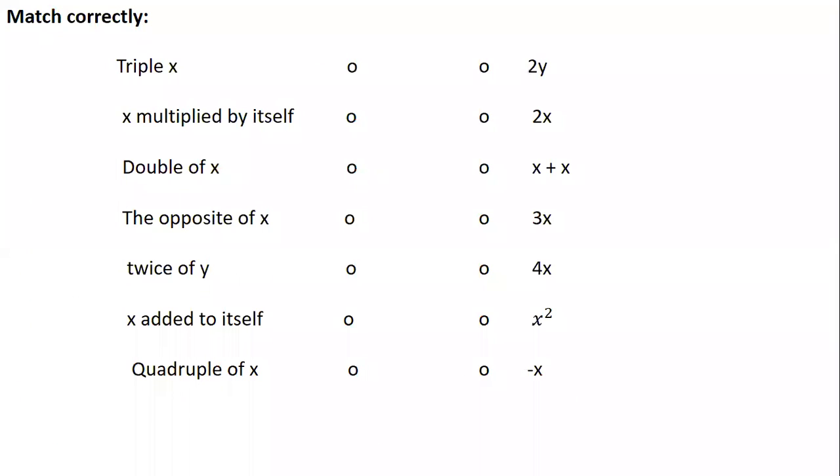Now we will match correctly. Match the following correctly. Now we should match from this side to this side. Triple x means what? Which one of these is triple x? 3x. Bravo. Triple x means 3x.